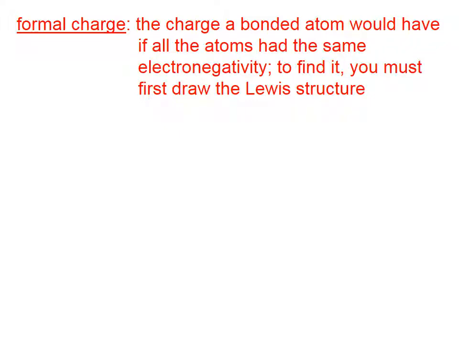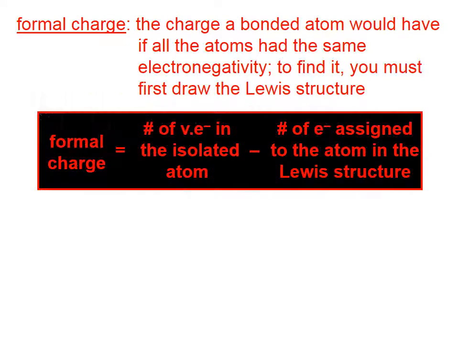Formal charge is the charge a bonded atom would have if all the atoms had the same electronegativity. To find it, you must first draw the Lewis structure. I can't emphasize how important it is to be able to draw a correct Lewis structure, not only for finding formal charge, as we're going to do here, but also for determining the geometry of molecules. You have to be able to draw a correct Lewis structure, so spend lots of time practicing that.